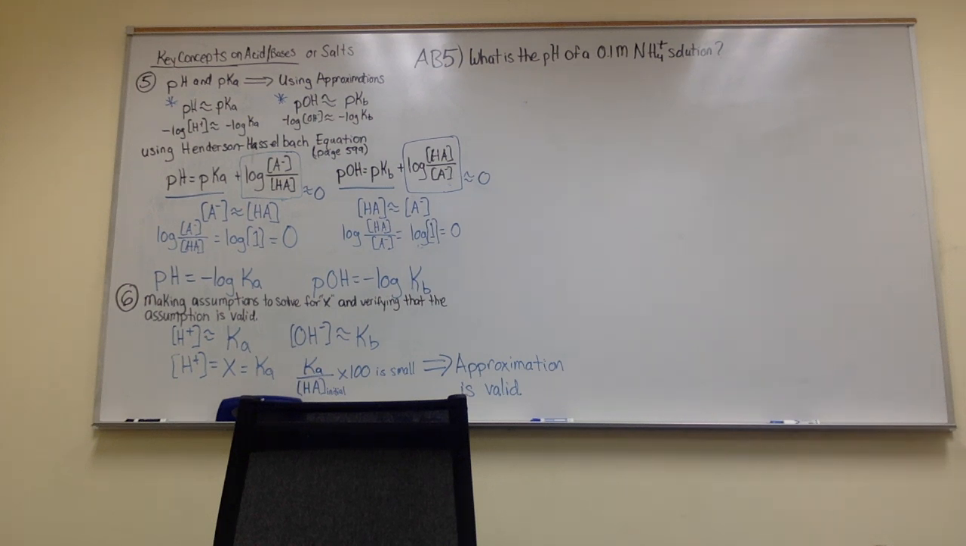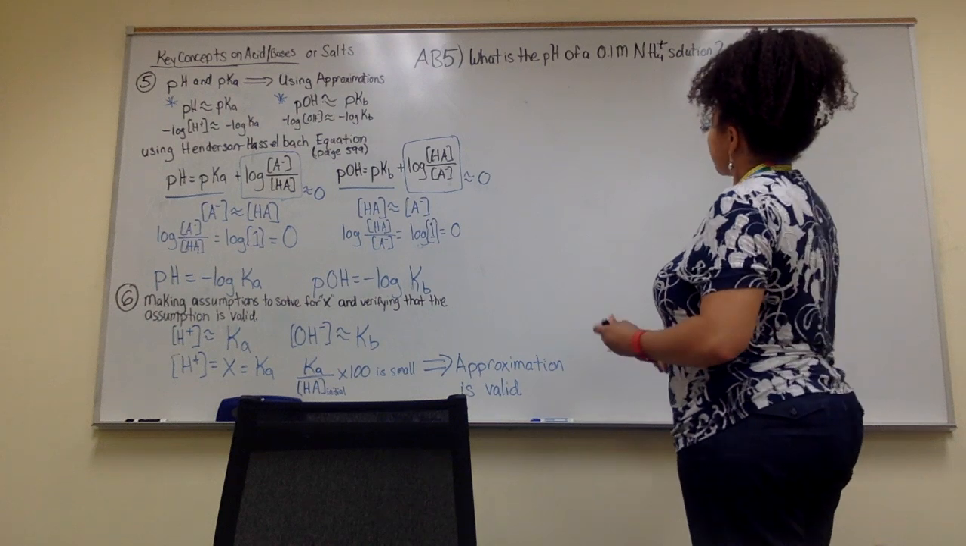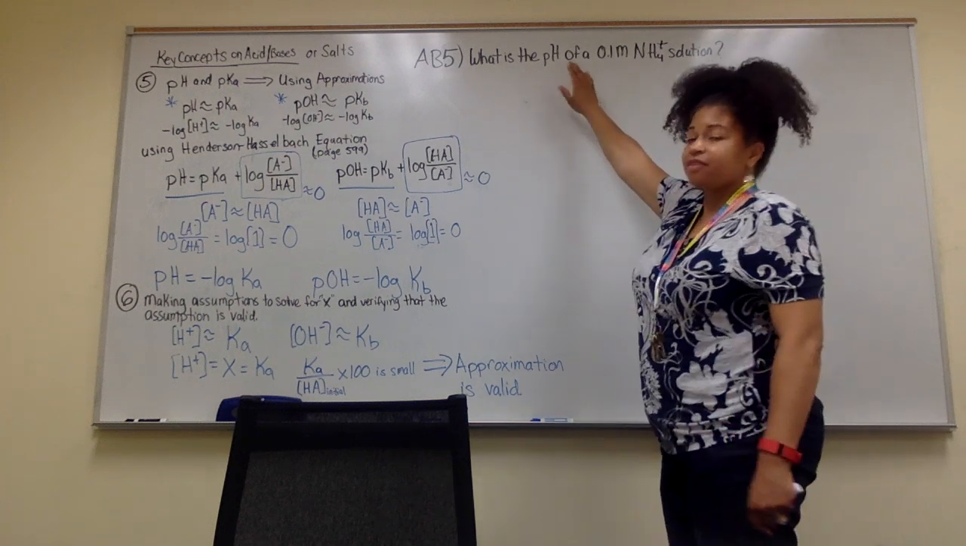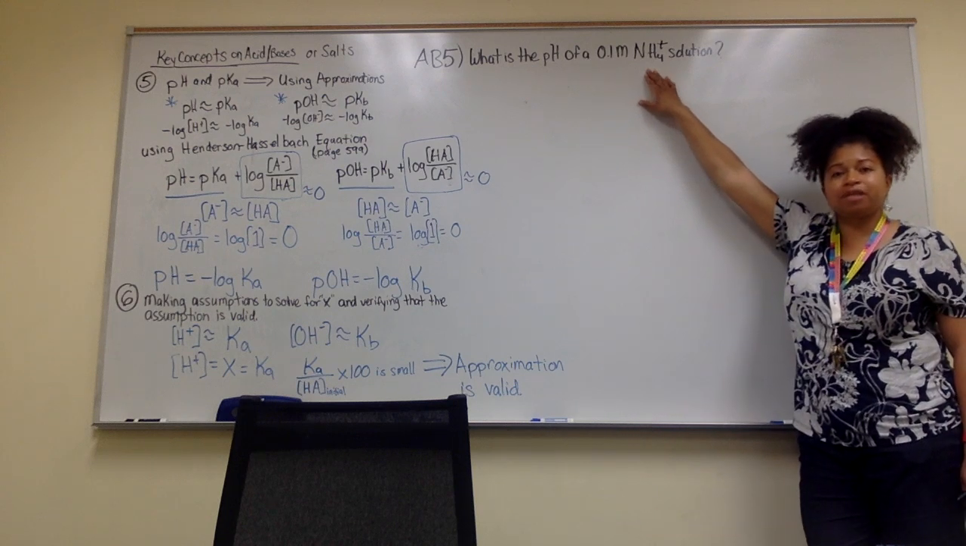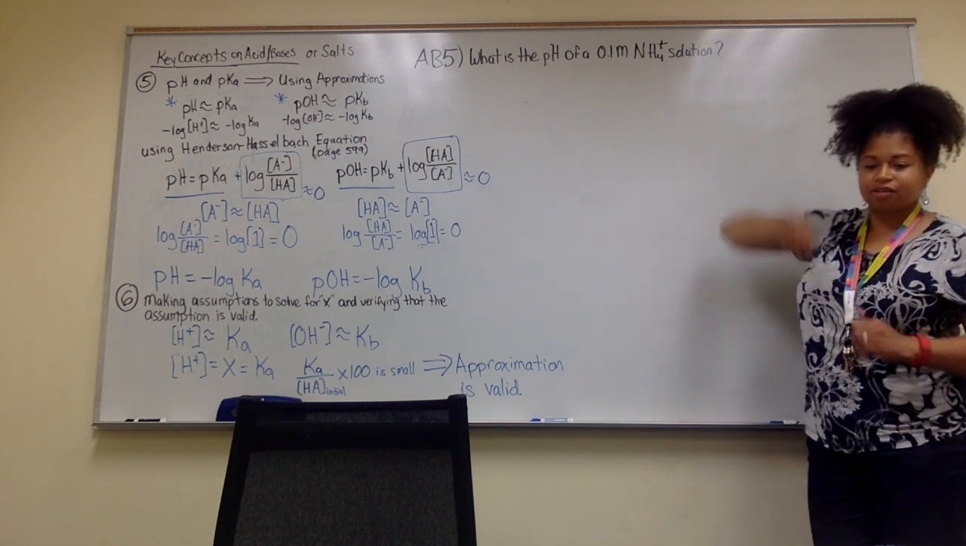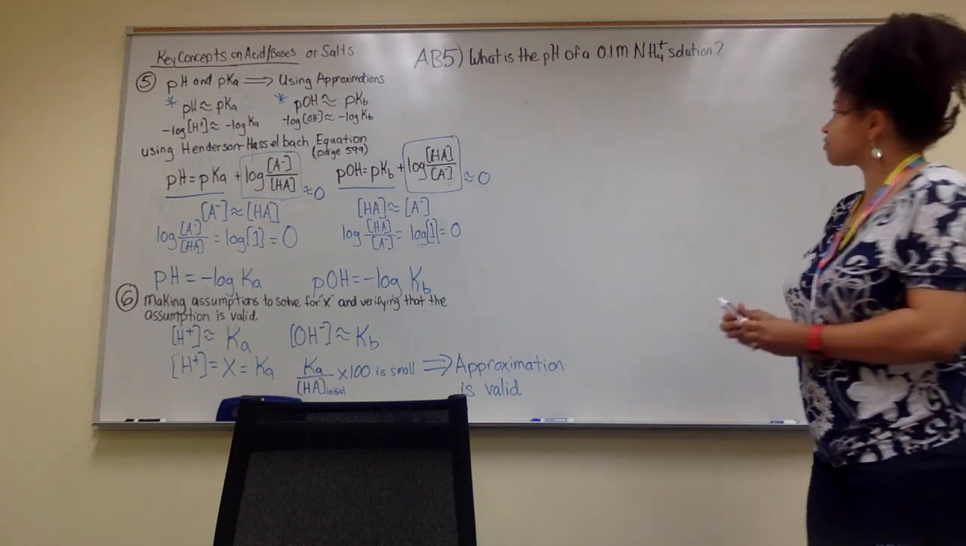Okay, problem 5. So now problem 5 is similar to problem 4, except now we're finding the pH of an acid instead of a base, and this acid is the ammonium ion.